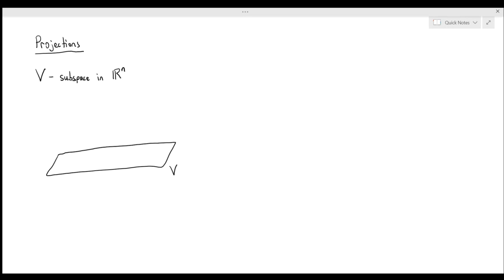Now let's say here's the origin, and then here I'm going to draw a vector, which I'm going to call B. So this vector B that I've drawn is sticking out of the plane, meaning that this vector B is not inside the space V, okay? So it's a vector in Rn, but it's not in the subspace V, okay?